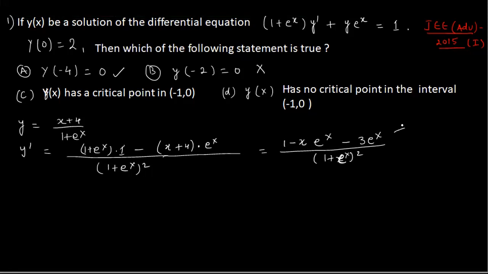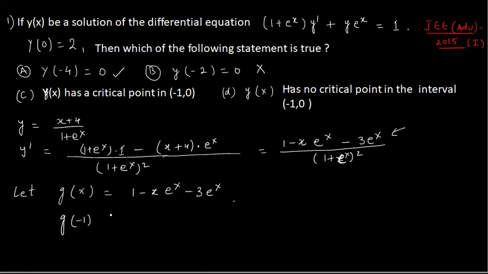Let us take this numerator as g(x). Let g(x) be 1 minus x e raised to the power x minus 3 e raised to the power x. So whenever g(x) is less than 0, y prime is less than 0. Whenever g(x) is more than 0, y prime is also more than 0. So simply find the value of g(x) at x equal to negative 1.